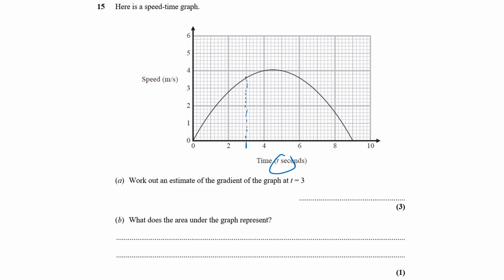If I want to work out an estimate of the gradient of the graph at that point, the gradient is the steepness of the curve at that point. So what I have to do is draw a tangent to that curve when t equals 3, like this. Now, to work out an estimate of the gradient of that curve, I can just do change in y divided by change in x of that line.